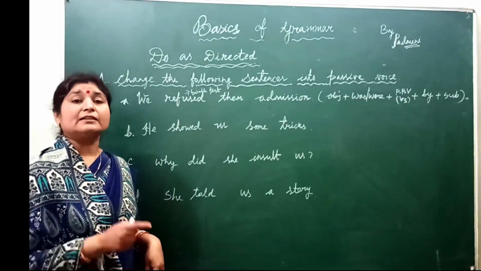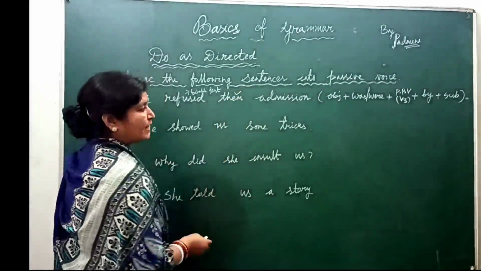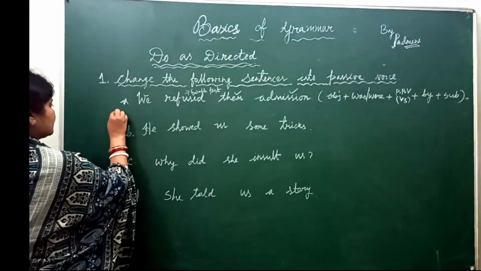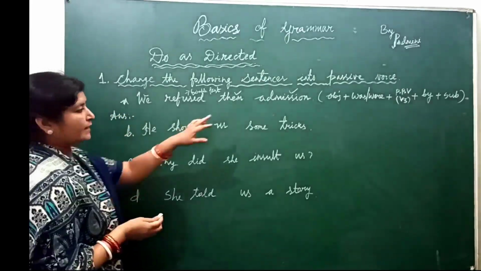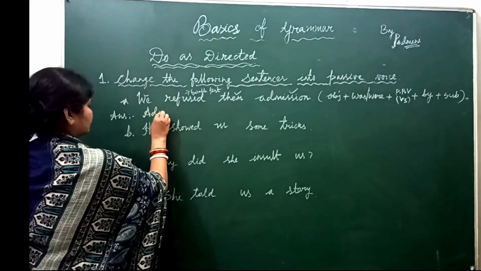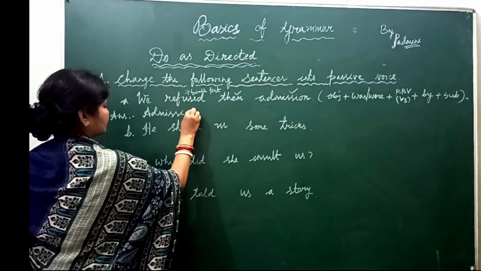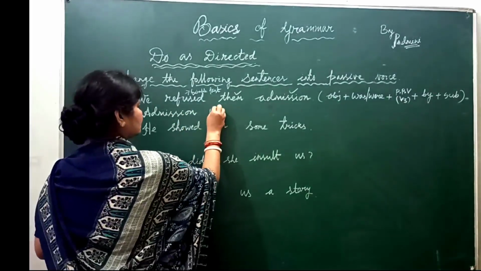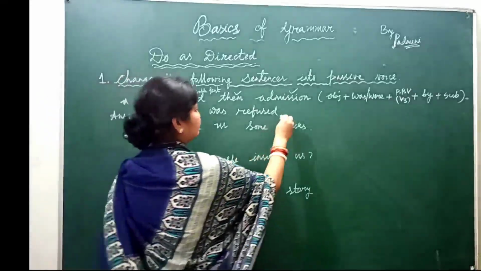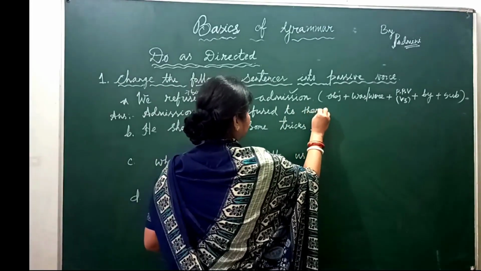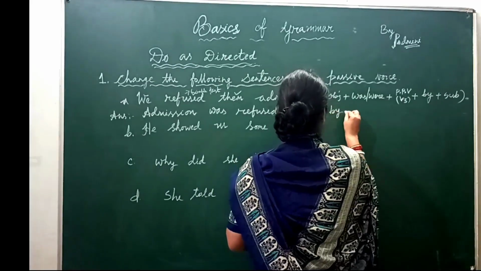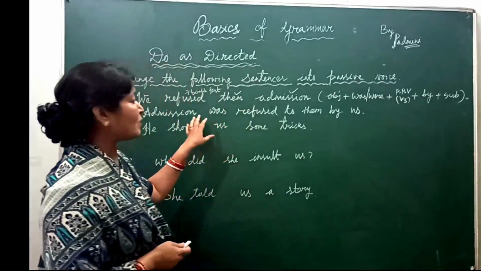So here we will get the two objects. One is them and another one is admission. So any object you can take. For example, we will take admission as the object. So admission was refused to them. So admission was refused to them by us. So this is one answer.